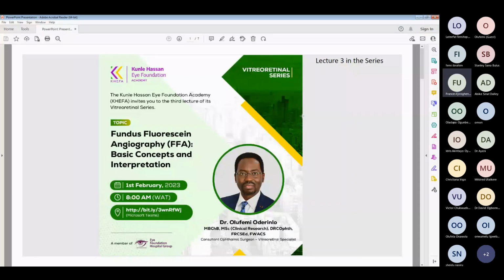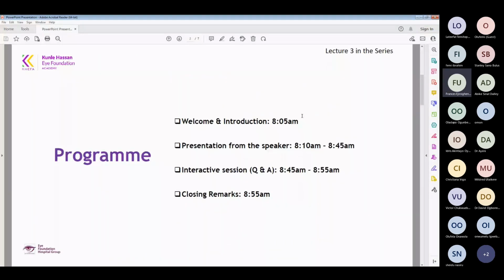I'll quickly go through the program. So I'm currently doing the introduction. After the introduction, we'll have the presentation from the speaker, the interactive session, and then the closing remarks.